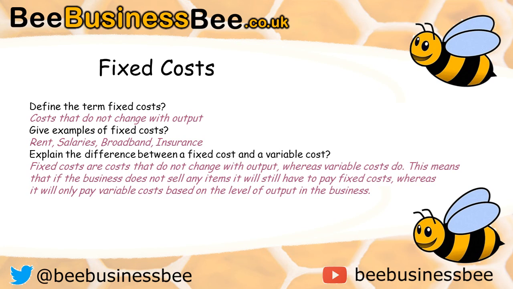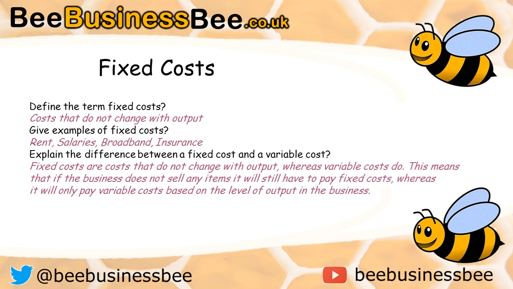Define the term fixed costs. Fixed costs are costs that do not change with output. As simple as that. Give examples of fixed costs. Well, they could be your rent, your salaries, your broadband, insurance. They're all costs that you typically will pay the same amount for. So if you think about broadband, typically it's unlimited, so it doesn't matter how much you use it, you're going to pay the same amount for it.